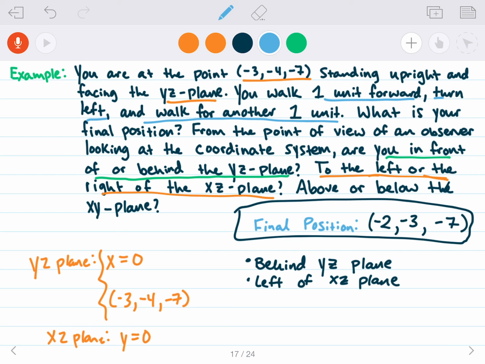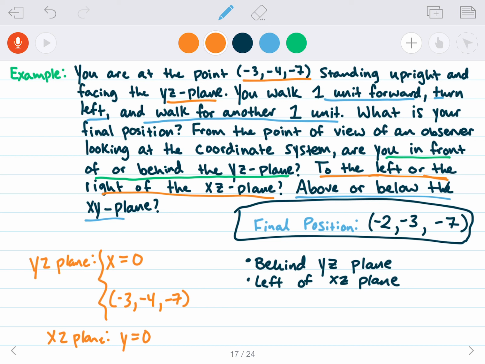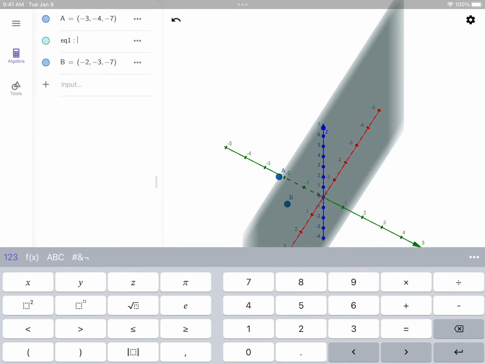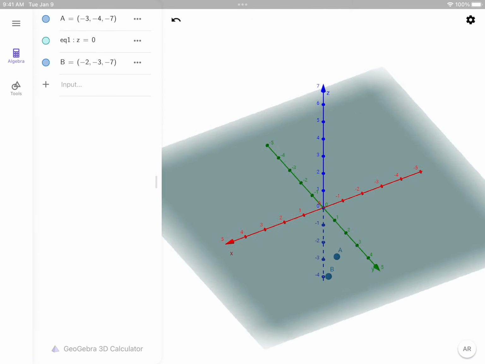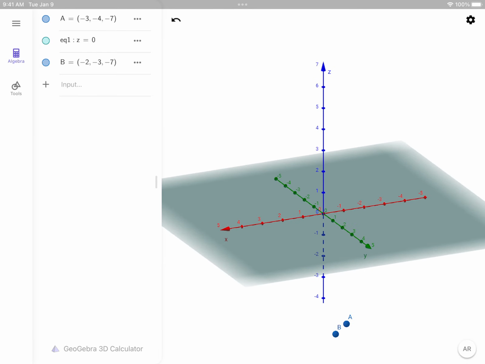And finally, it says, is this thing above or below the XY plane? So remember, guys, the XY plane just occurs when Z equals 0. So I can plot Z equals 0 to see what's going on here. Instead of Y equals 0, I'm just going to change that to Z equals 0. All right, and we can see, again, we're just going to make sure our orientation stays consistent, and we can see that these points, both of them, A and B, are below the XY plane.